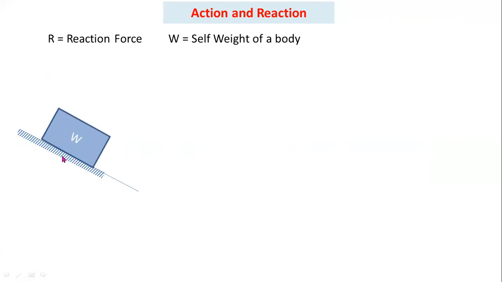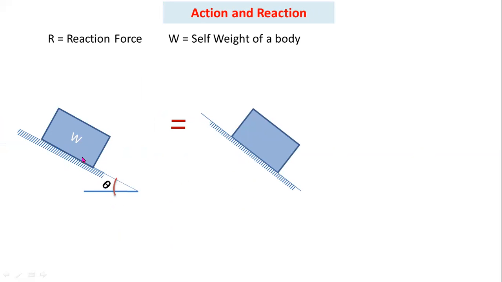Now this is the inclined plane. This is the block. W is the self weight of the block. Here theta is the angle of repose, the angle of inclination of the plane with respect to horizontal. Now you have to convert this diagram into a forces diagram. First of all, you have to consider the given inclined plane as it is.